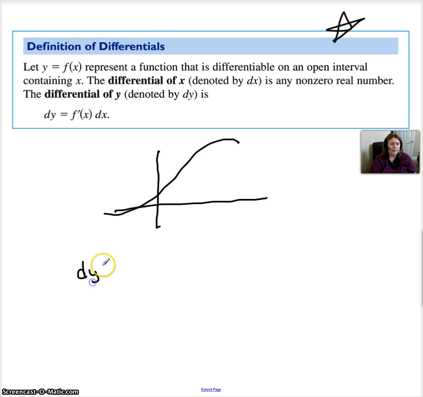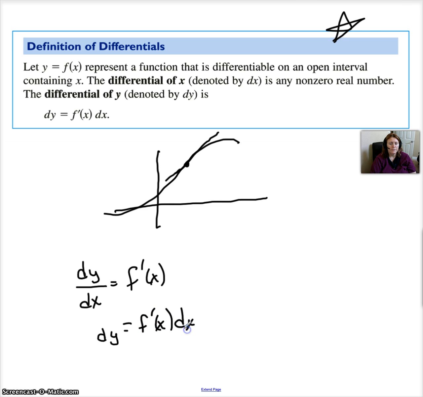Now dy, if I do dy by dx, I know that that is f prime of x at any point. So the slope at any point is its derivative. And if I break this up, I'm going to be a little fast and loose here with the algebra skills. We're not actually multiplying across. But I can say that the differential of y, or dy, is the slope at any point times the differential of x at that point.